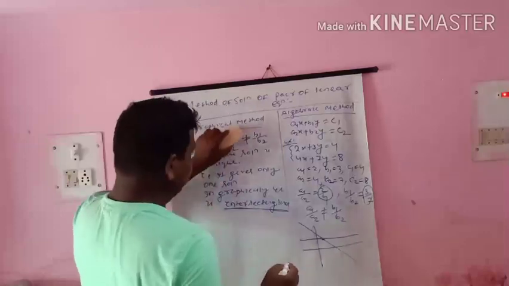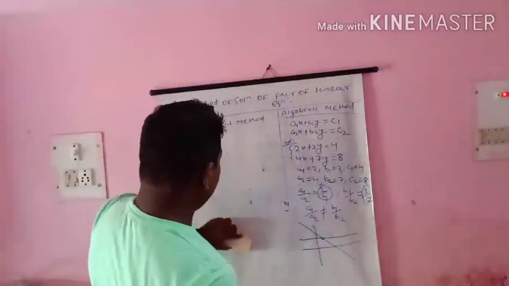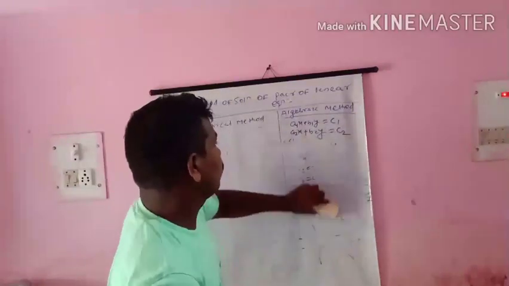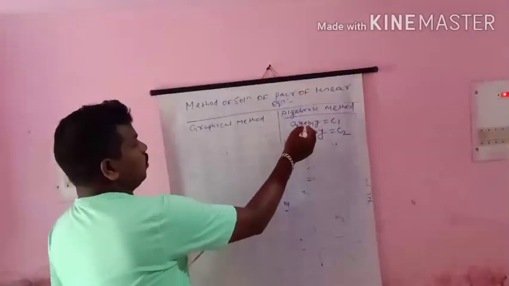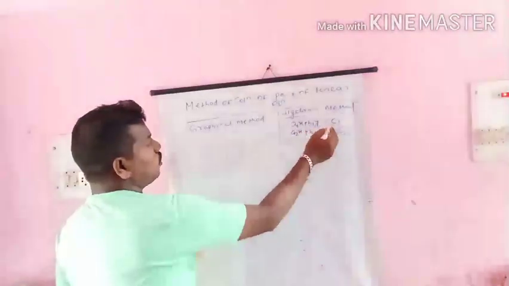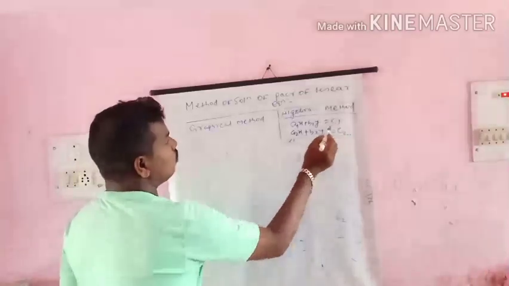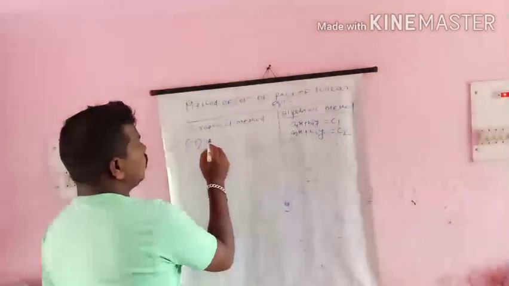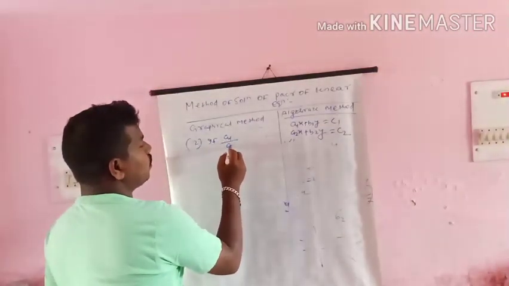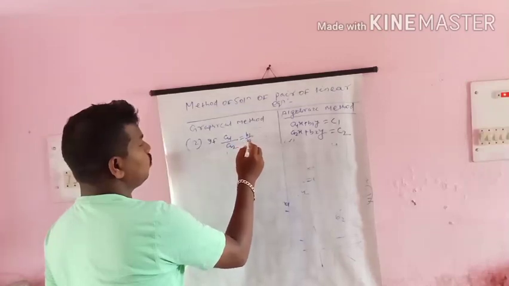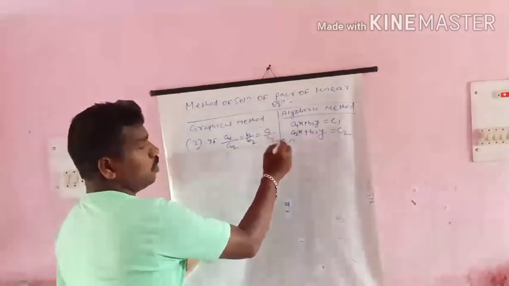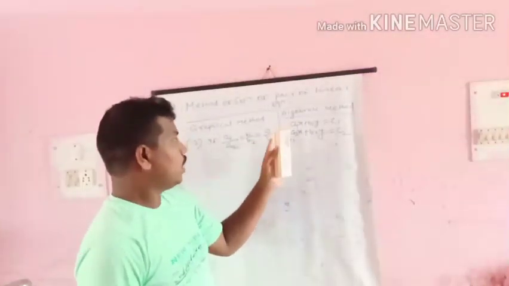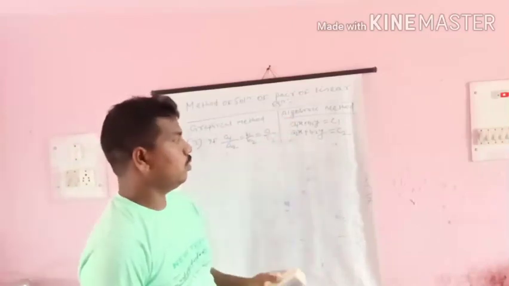Now we go to the second condition. For the second condition we take the similar equations a1x plus b1y equal to c1, a2x plus b2y equal to c2. If a1 by a2 equal to b1 by b2 equal to c1 by c2, then what kind of solution will this pair of linear equations give?